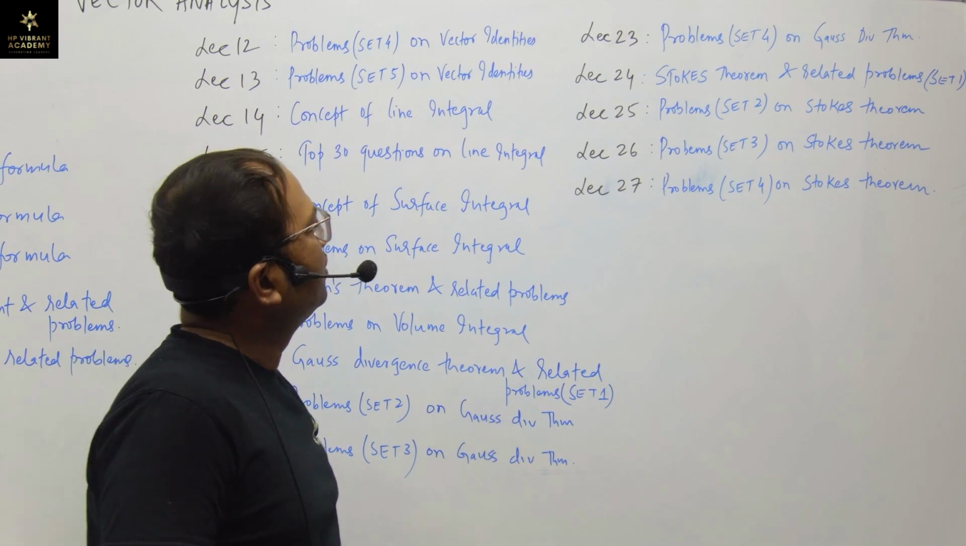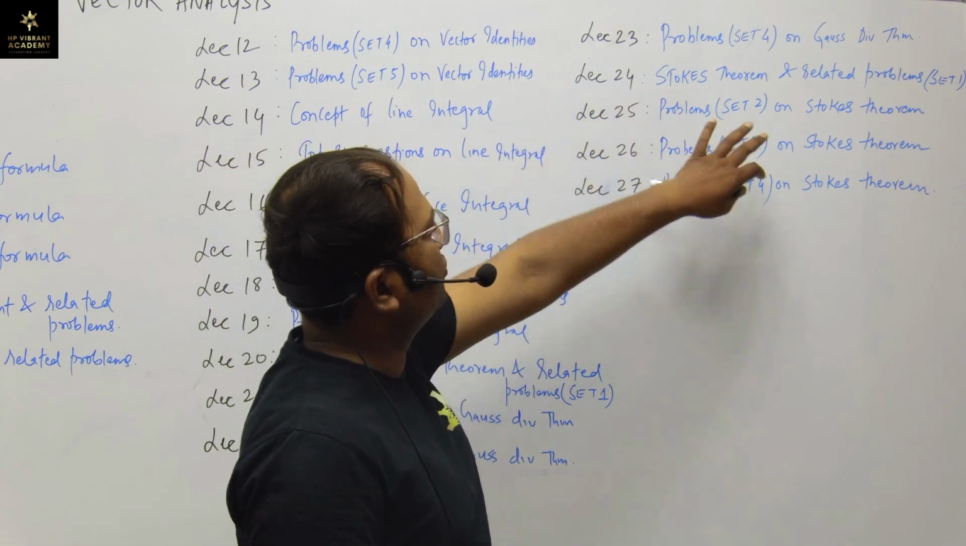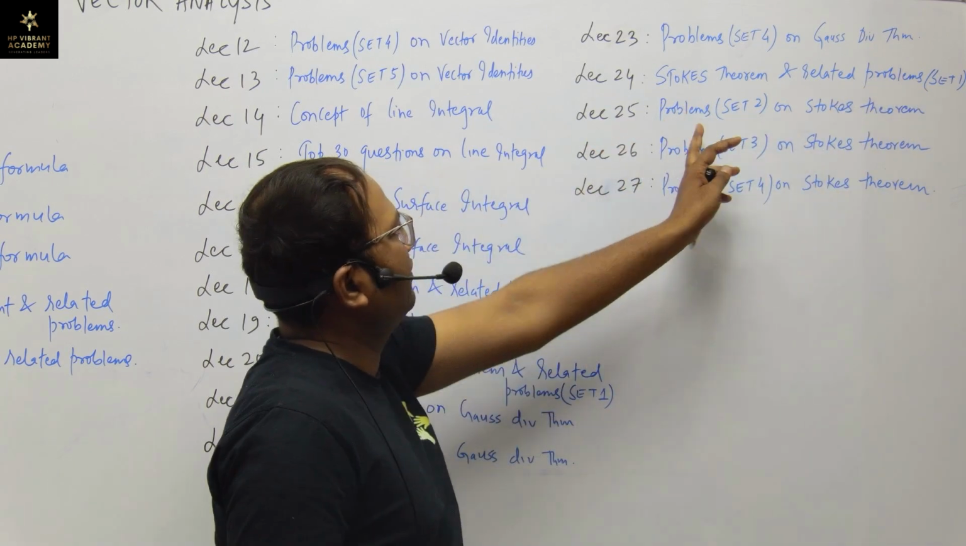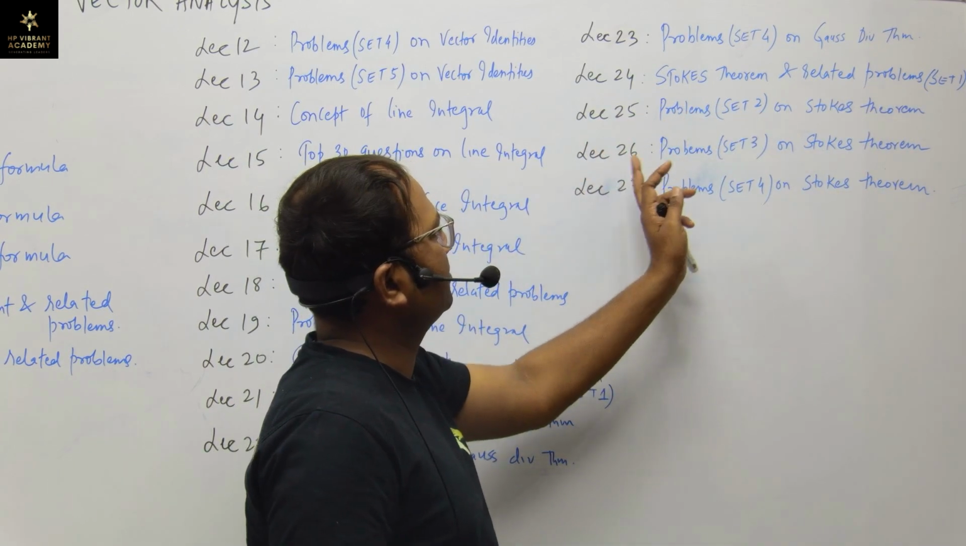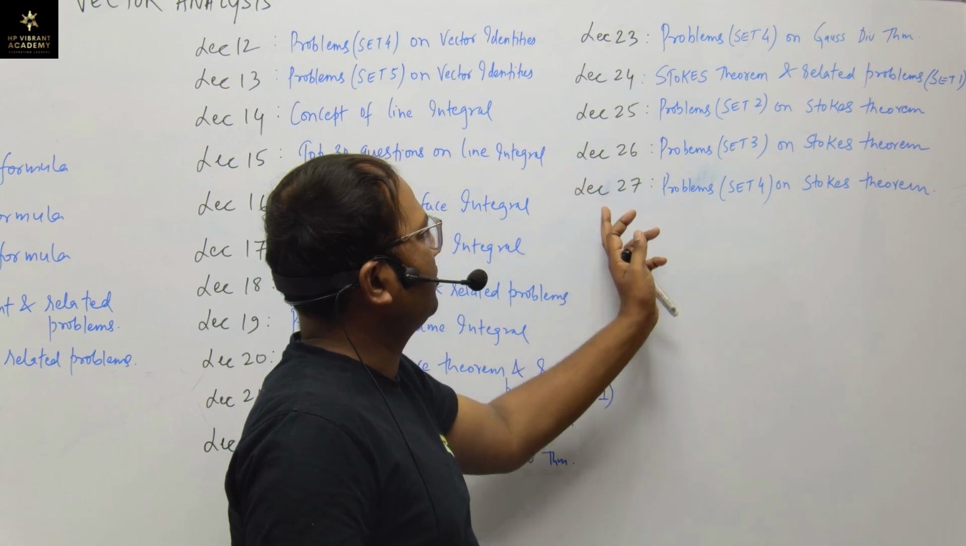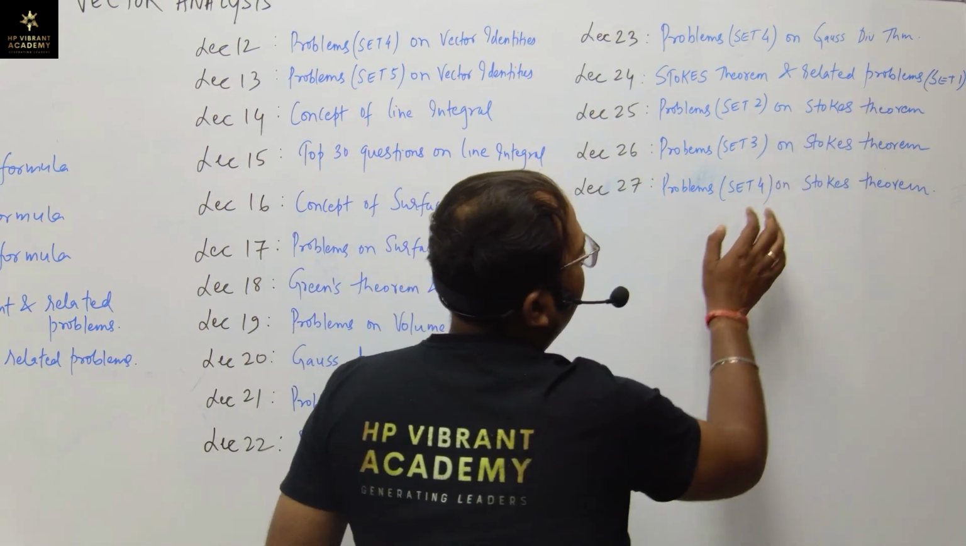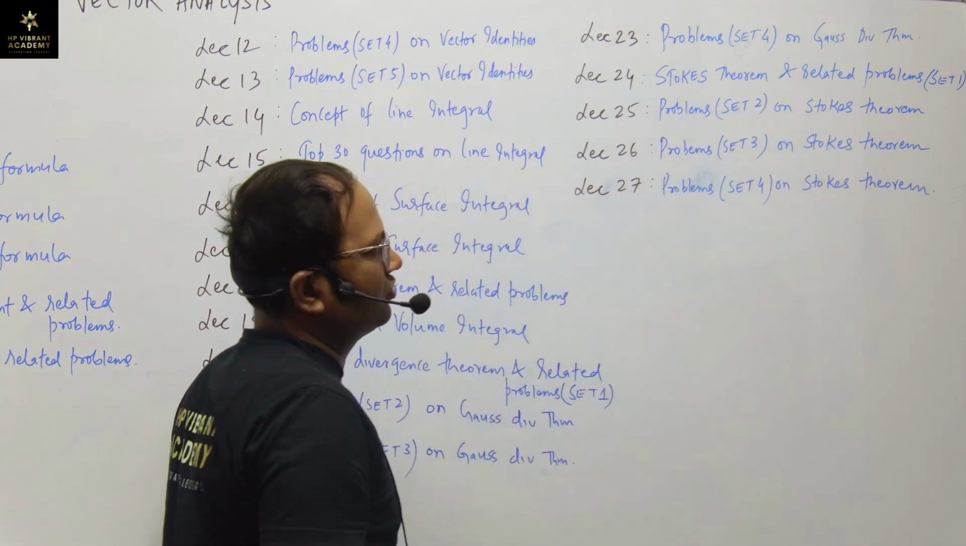In lecture 24, we have Stokes theorem and related problems, so the problems are set 1. In lecture 25, we have problem set 2. In lecture 26, we have problem set 3. In lecture 27, we have problem set 4. From set 1 to set 4, we have problems on Stokes theorem.